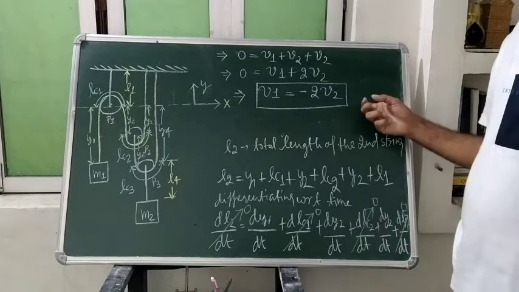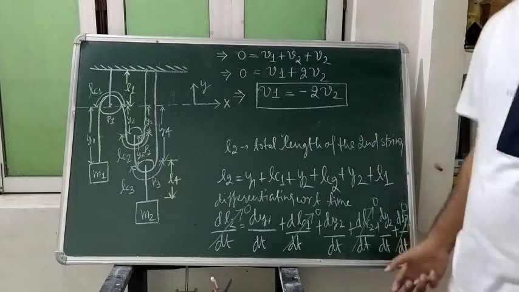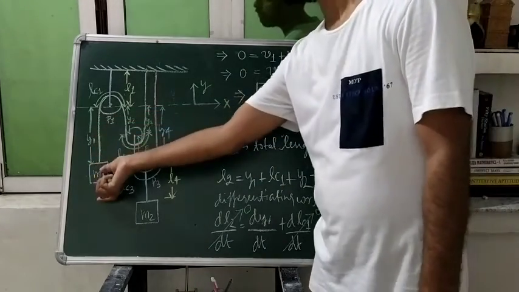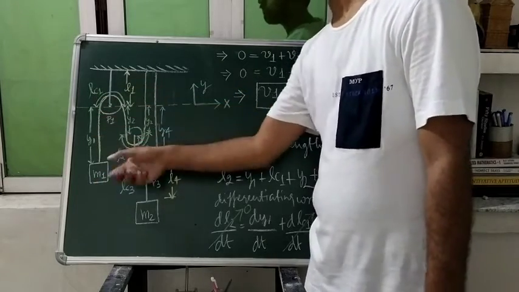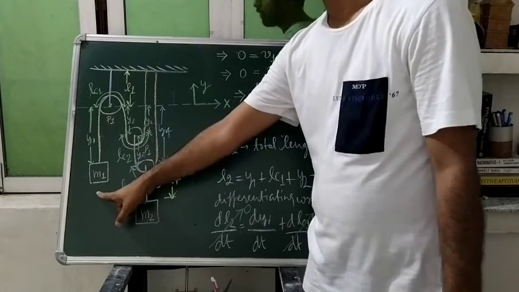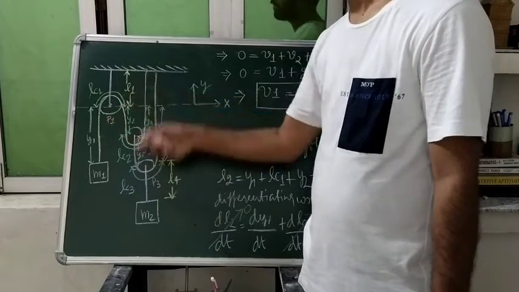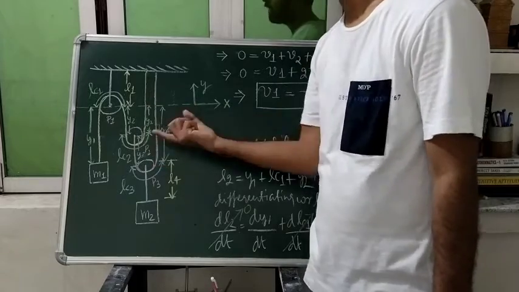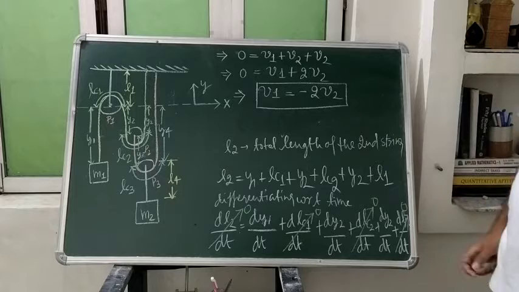So we have found the relation between the velocities. What will be the velocity of this mass m1? Whatever the velocity of this y1 is, the same velocity will be of mass m1, and whatever the velocity of this y2 is, the same velocity will be of this pulley P2. So we get the relation from here right up to here.